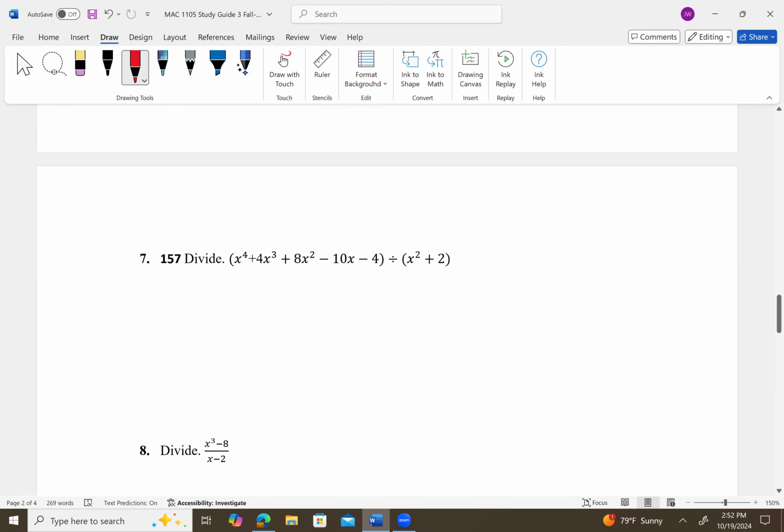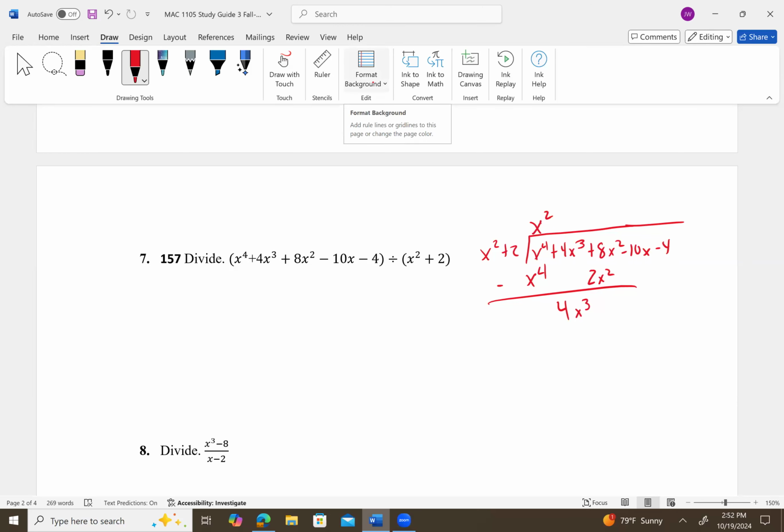So I have x squared plus 2 goes into x to the fourth plus 4x to the third plus 8x squared minus 10x minus 4. So x squared times x squared gives me x to the fourth. And then 2 times x squared gives me 2x squared. Subtracting this, I have 0. I bring down my 4x cubed. 8x squared minus 2x squared gives me plus 6x squared. Go ahead and bring down the rest of this.